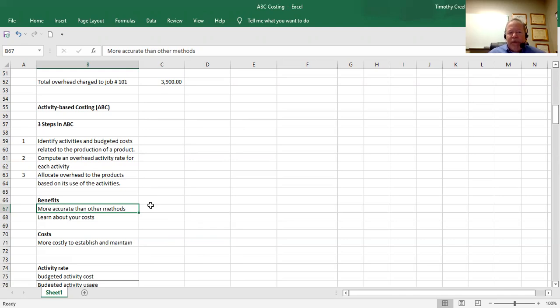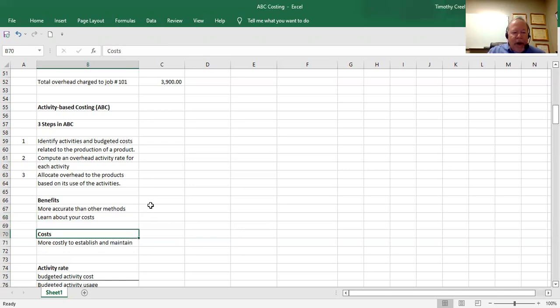So probably the biggest benefit with ABC is it's more accurate than other methods, the plant-wide and the departmental rates that we just looked at. It is more accurate than those. And also, I think a benefit of ABC is that you learn a lot about your cost. You learn about what causes cost. And by learning more about your cost, I think a company is better able to make changes or lower cost as they understand what causes their cost. So I do think it's helpful from that extent as well.